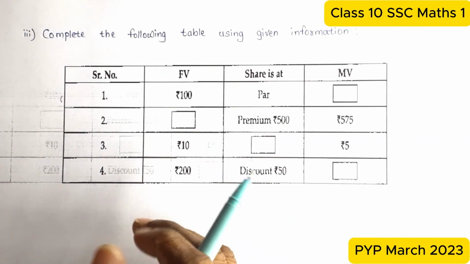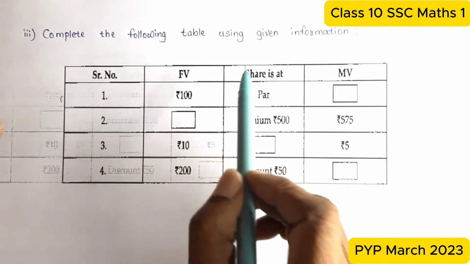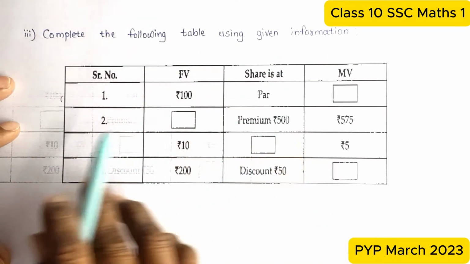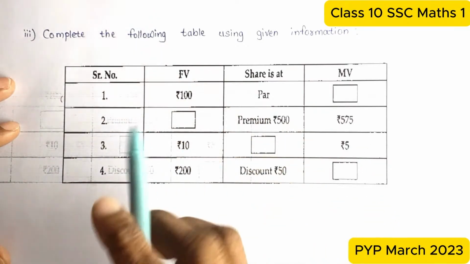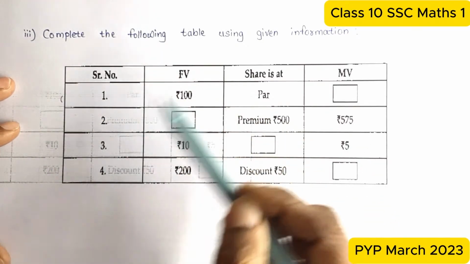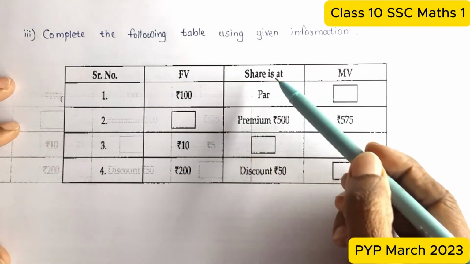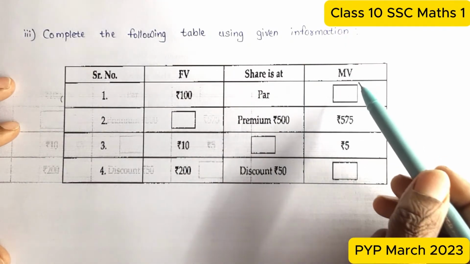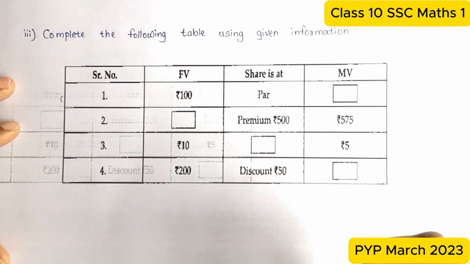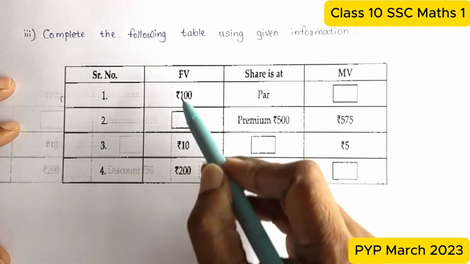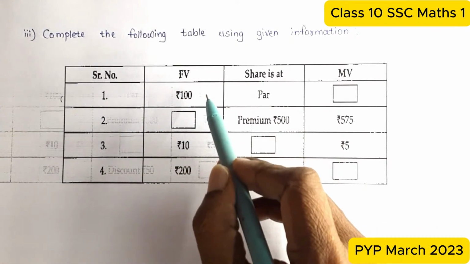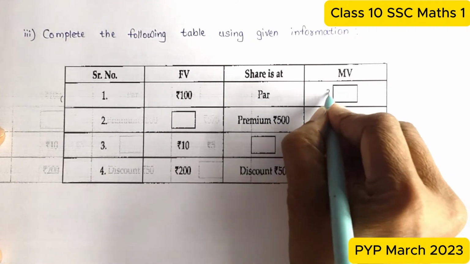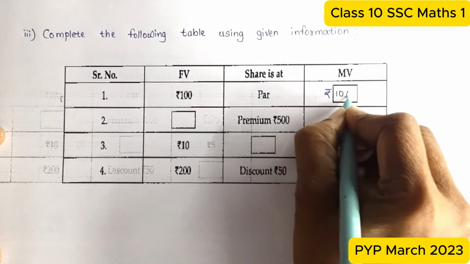Then next one, complete the following table using given information. Yes, so this is the table, given table, and here the first column is for the serial number, second is the face value, third one is the share is at, and then the market value. Okay students, then here first one, rupees 100. Rupees 100 is at par, and that means market value should be equal to rupees 100.